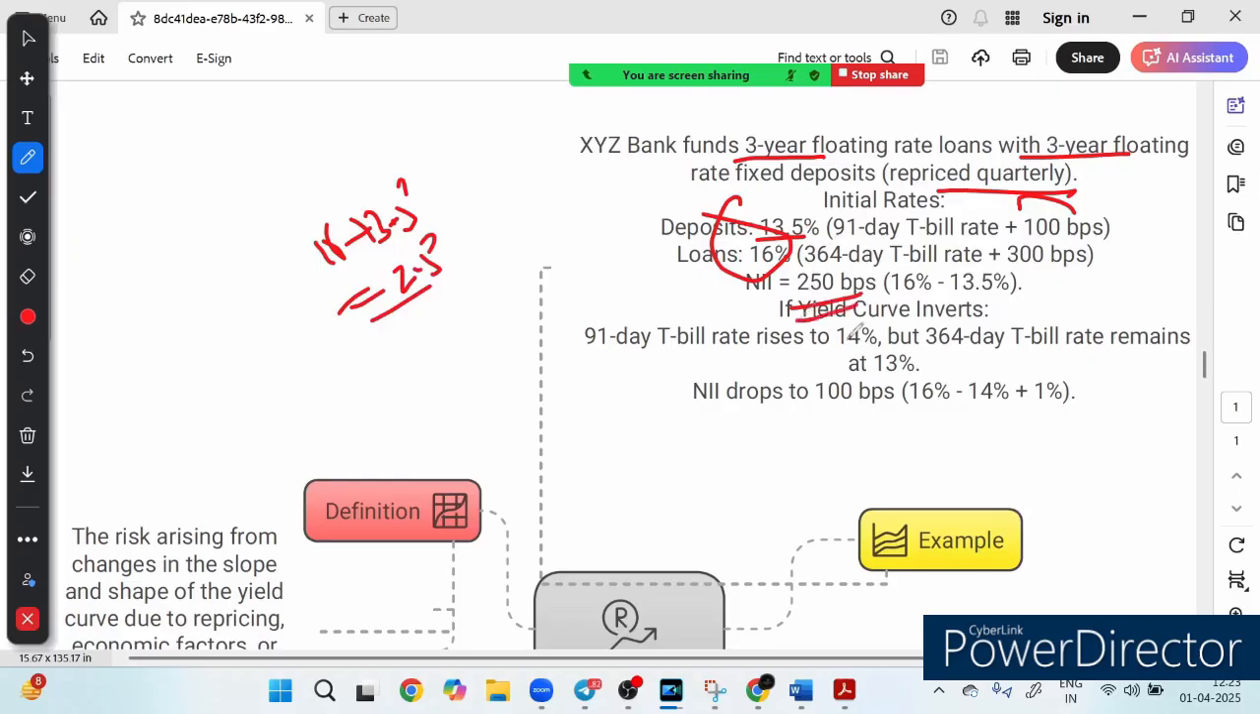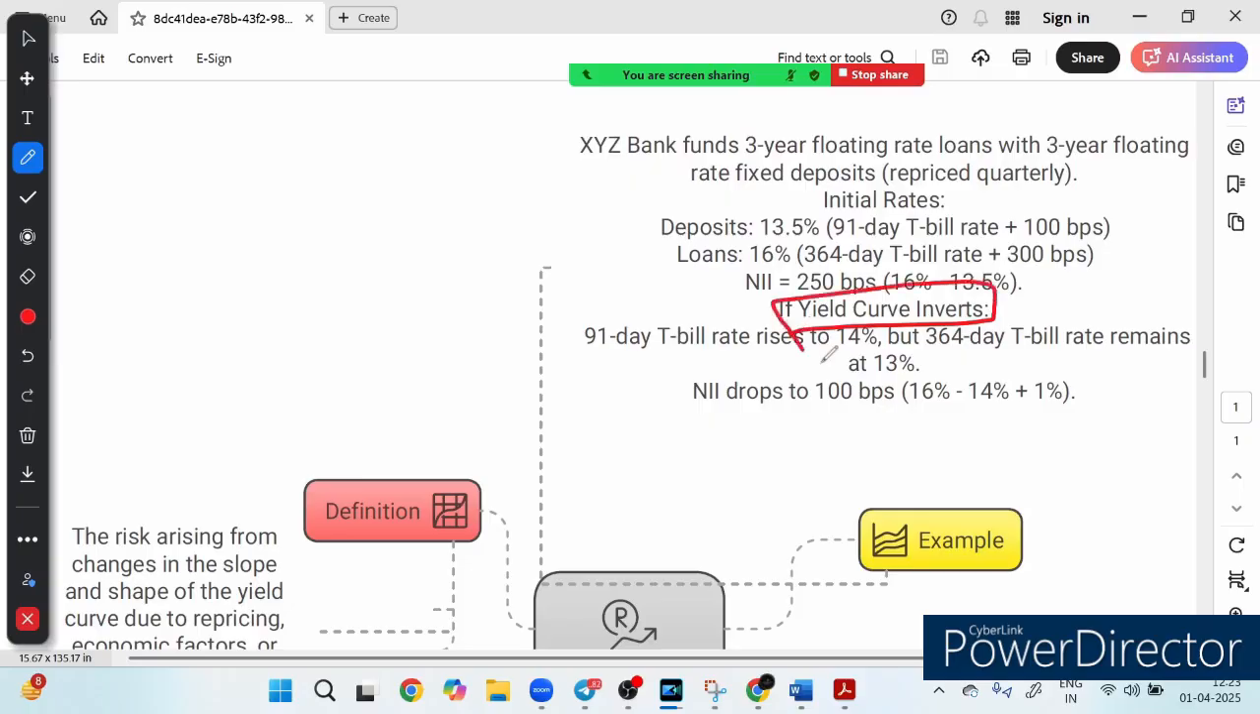Now suppose the yield curve inverts. What is the meaning of yield curve inversion? It means that short-term rates rise while long-term rates remain stagnant. That is called yield curve inversion. So short-term rates rise, and the 91-day treasury bill rate, which was 13.5%, jumped to 14%, and the 364-day treasury remains at 13%. Now you see what will happen.